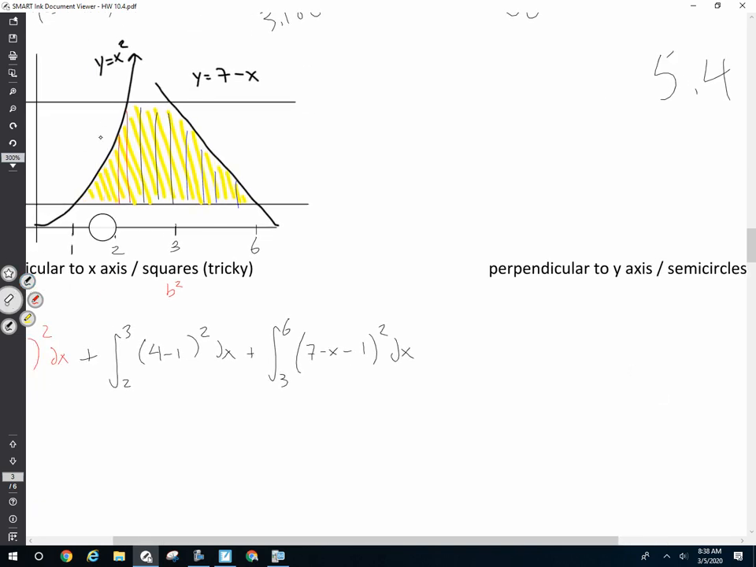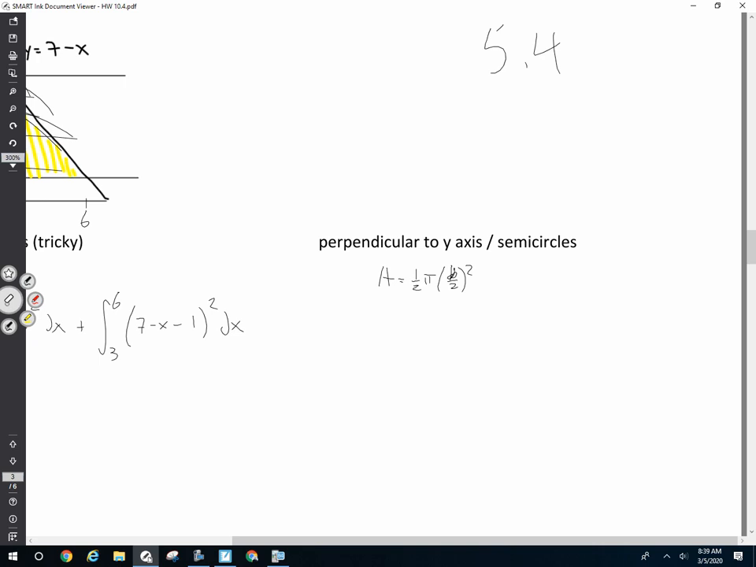Perpendicular to the y-axis semicircles. Well, if I'm perpendicular to the y-axis, I can see the right and the left are consistent. Semicircles I can figure out. So area of a semicircle, 1/2 pi. The base length divided by 2 squared, or the diameter divided by 2 squared. Or 1/8 pi base length squared. I've been using d, but we know that the base length is the d.